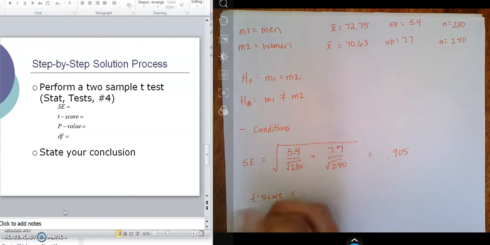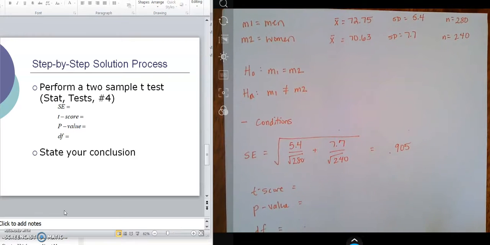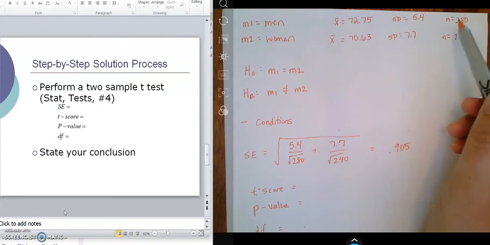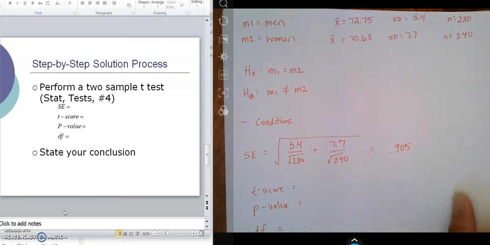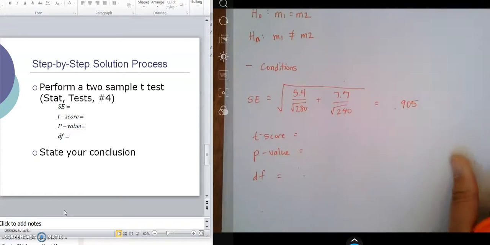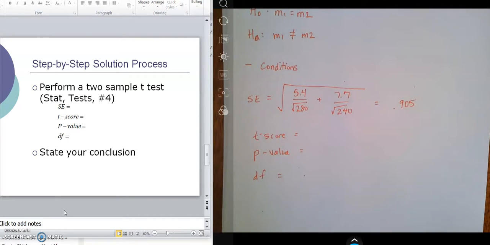It also wants to know the t-score. That's going to come out of the calculator. P-value. And degrees of freedom. This is also going to come out of the calculator. If we have to estimate it, though, there are 520, so I would guess somewhere around 518, n minus 2.